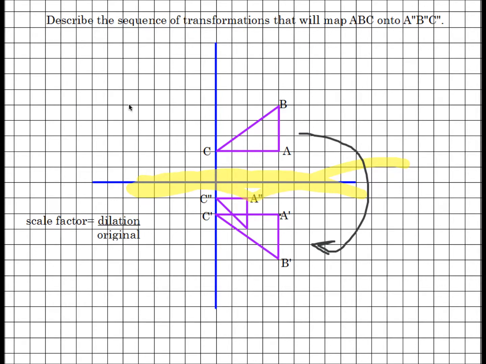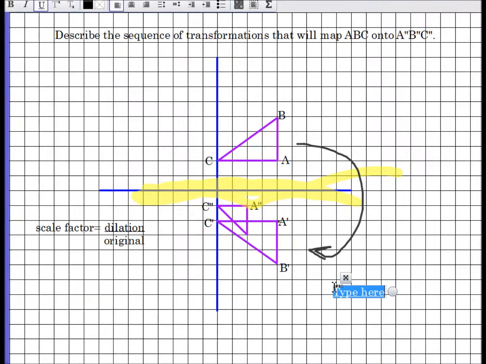the first transformation we concluded was a reflection across the x-axis. So I'm going to write that the first transformation is a reflection across the x-axis. Then there is a dilation with a scale factor of... what is the scale factor?